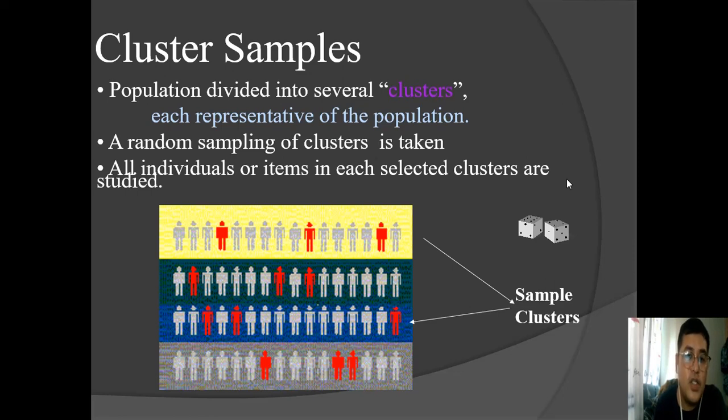So population divided into several clusters. So each representative of the population. So a random sample of clusters is taken. So all individuals or items in each selected cluster are being studied. Okay, so these are the clusters, this is the illustration.